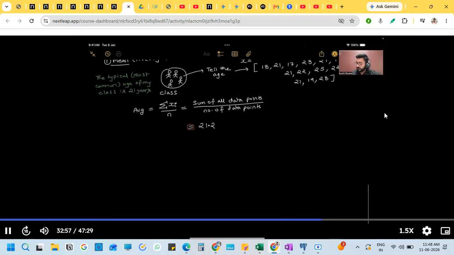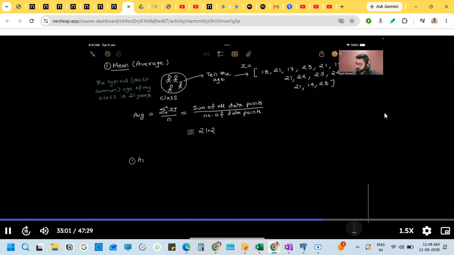I'll arrange the data in ascending order. Number one is arrange the data in ascending order. So how will it look? What is the minimum value? Minimum is 18, I think.